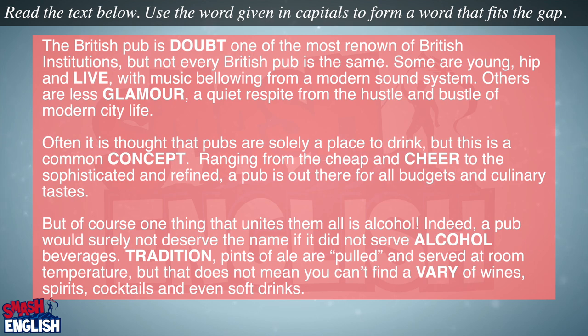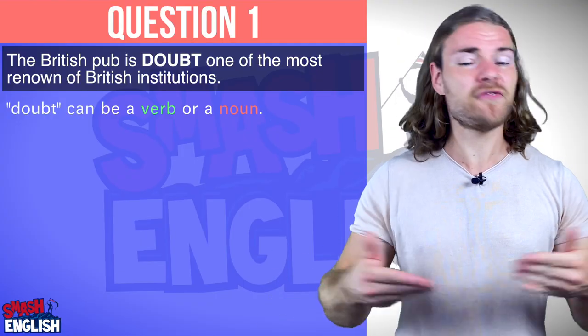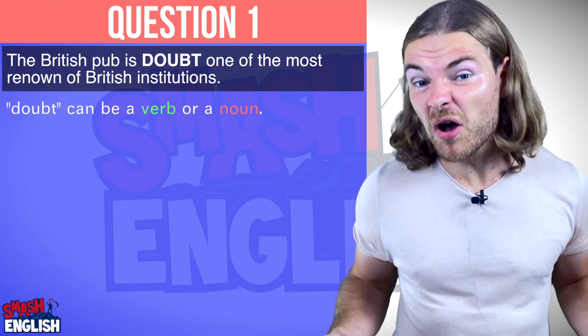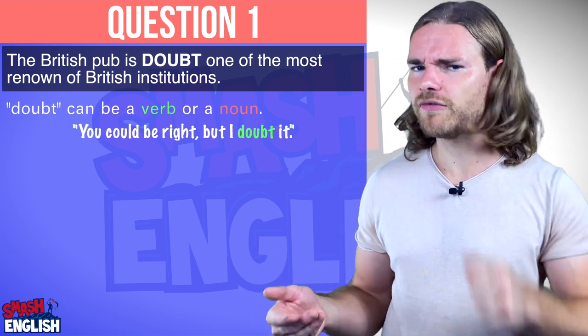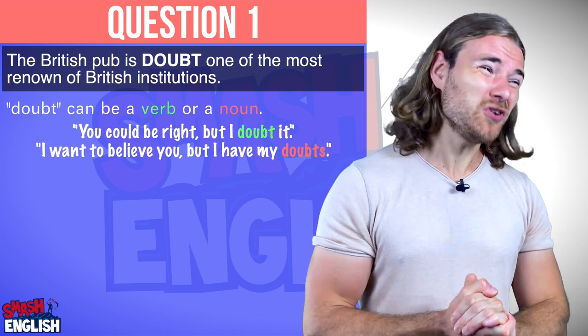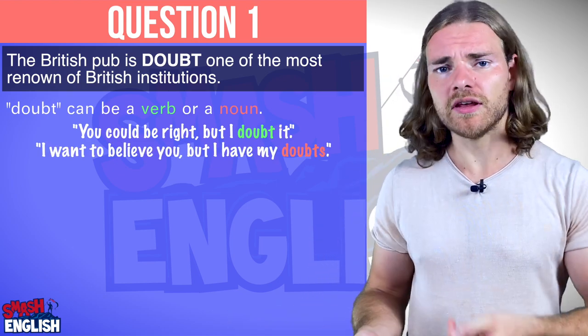So, let's try and answer some of these questions. The British pub is one of the most renowned of British institutions. Our stem word doubt can be a verb or a noun. For example, you could be right, but I doubt it. That's a verb. Or, I want to believe you, but I have my doubts. Now, doubt is a noun.